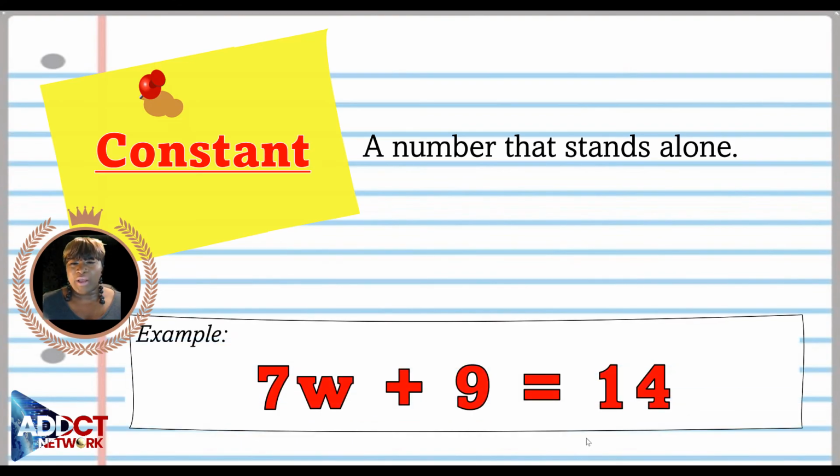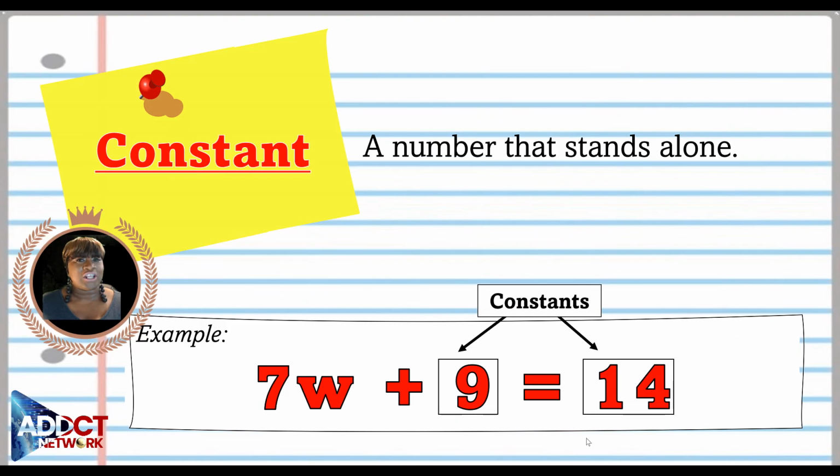Constant. A constant is a number that stands alone. In our example, we have the equation 7w plus 9 equals 14. In this equation, there are two numbers that stand alone, which are two constants. On the left side of the equal sign, we have 9, and on the right side of the equal sign, we have 14.